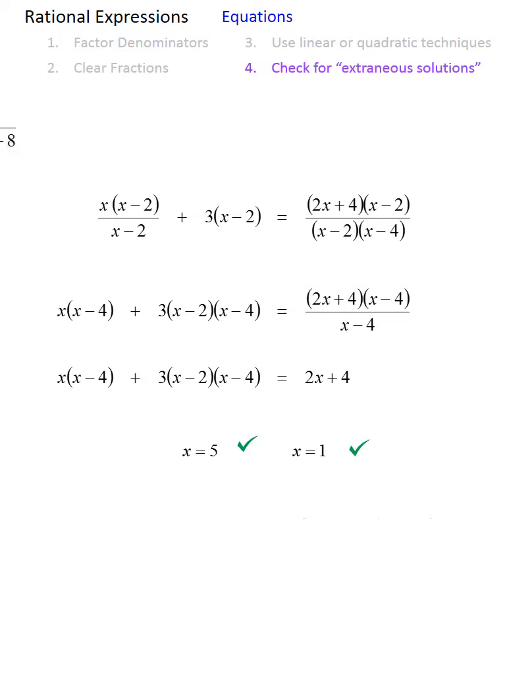All right, I'm going to put my equation back just so you can see the problem in its sequential form. I've now checked my answers. 5 and 1 turned out to work. Therefore, there are 2 solutions to this equation, x equals 5 or x equals 1.